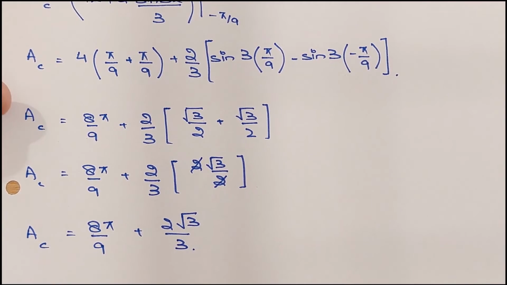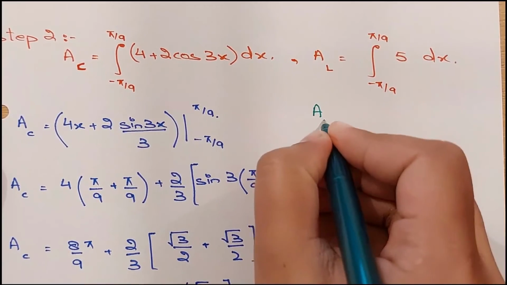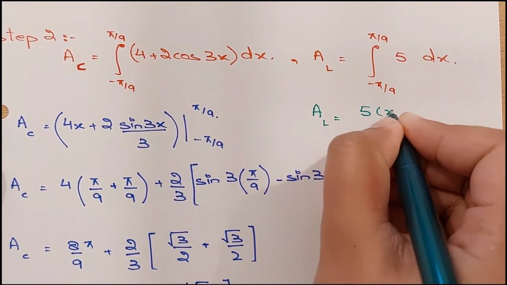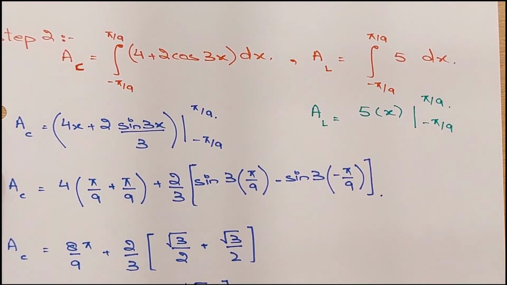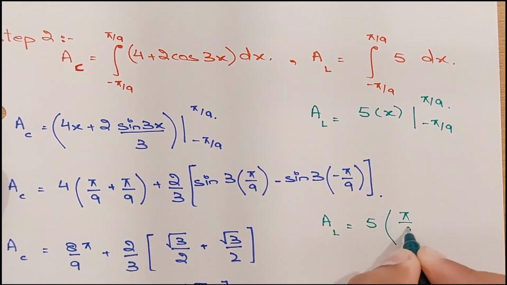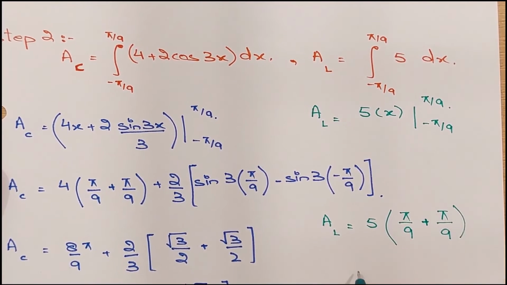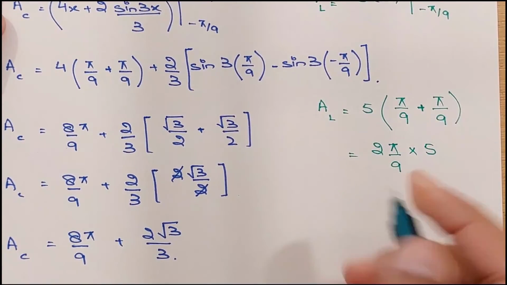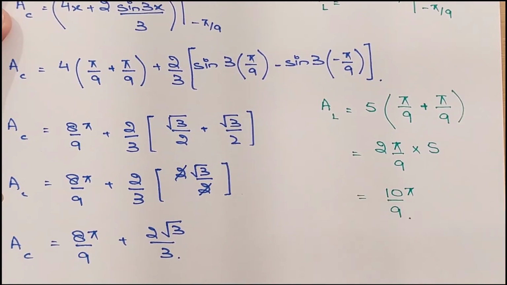Right, now let me solve the area of the line. That is the area of the line. So area of the line, so 5 is outside, its integration is x, and putting the upper and lower limit, minus pi by 9 to plus pi by 9. Right, so area of the line we can say is 5, upper limit is pi by 9, subtract the lower limit is minus pi by 9. So this is plus pi by 9. So this is equal to 2 times pi by 9 and times by 5. And 2 times 5 is 10. So we can say 10 pi over 9. Right. So now we have area of the curve and area of the line.